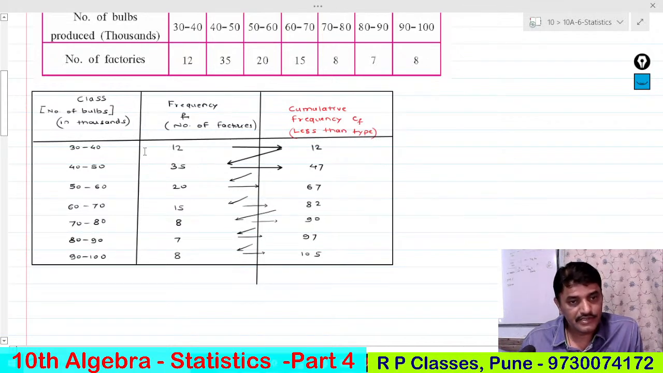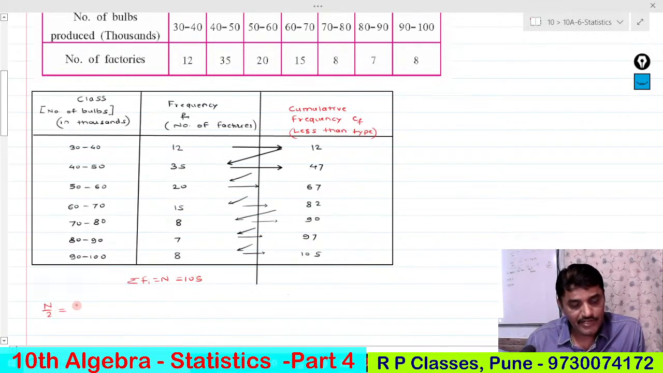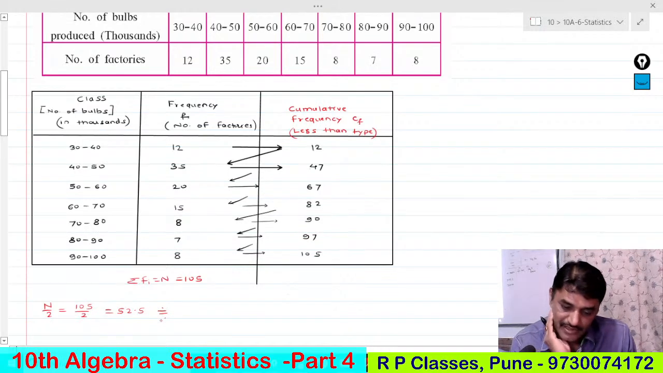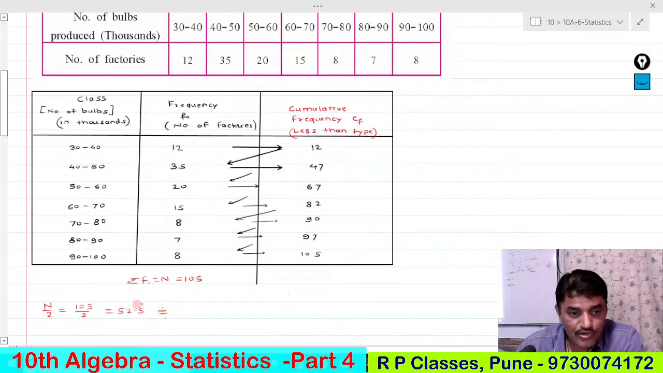Okay, this is how we have prepared the table. Now what do we have to do? We have to add all this. When I add all this, it becomes summation f, which is equal to n, and that is equal to 105. Now 105, so what is n upon 2? That is 105 upon 2, so 52.5. That means approximately the 53rd reading. We have to check where it falls, for the number 52.5. It falls in 50 to 60.